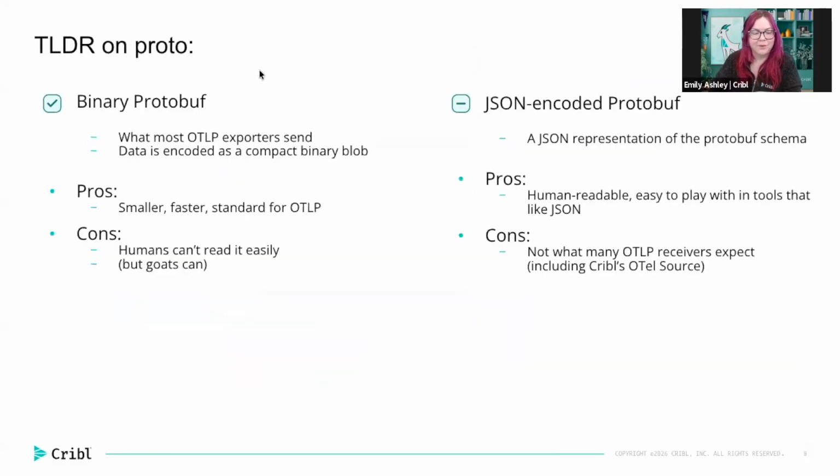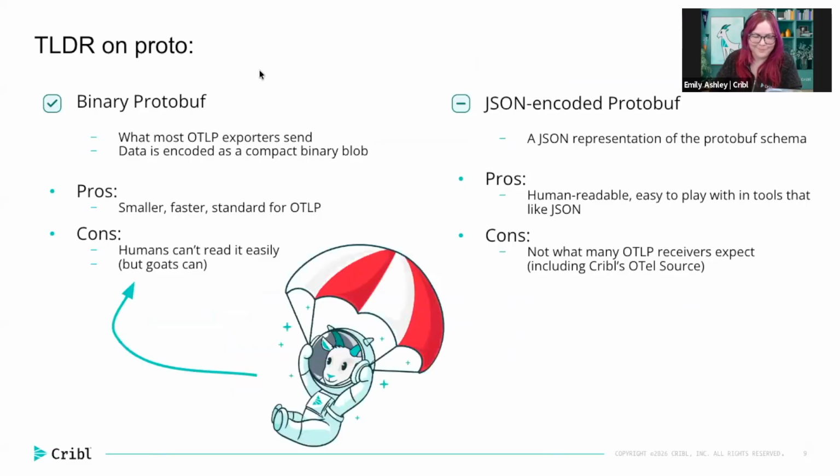What you do need to know is that with OTLP, there are two flavors of protobuf payloads. Binary protobuf, which is what most OTLP exporters send, and then JSON-encoded protobuf. Binary is smaller, faster, and the standard for OTLP. Humans can't read it easily, though. Goats can. For JSON-encoded, it's human-readable and easy to play with in tools that like JSON, but it's not what many OTLP receivers expect, including our OTel source.